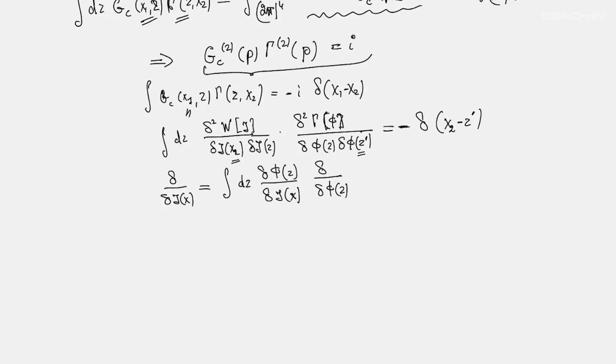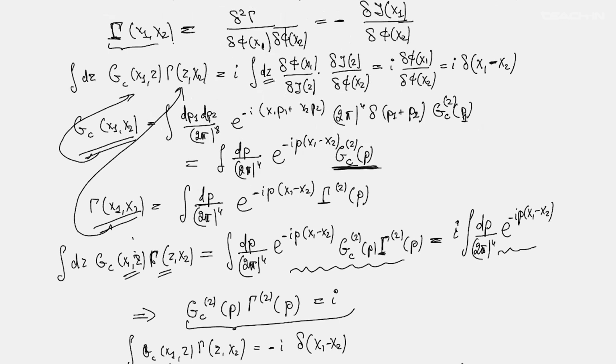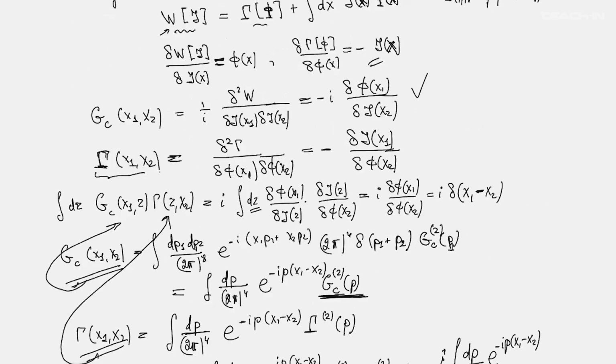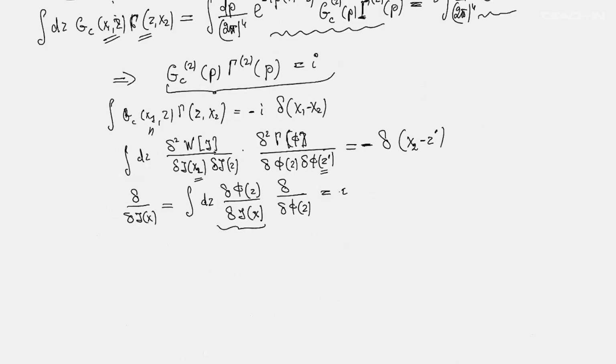So this is phi over j. You see, up to i, this is my Green's function. And so I can write it as i integral, full Green's function, G_C connected, z x, dz, delta over delta phi on z.